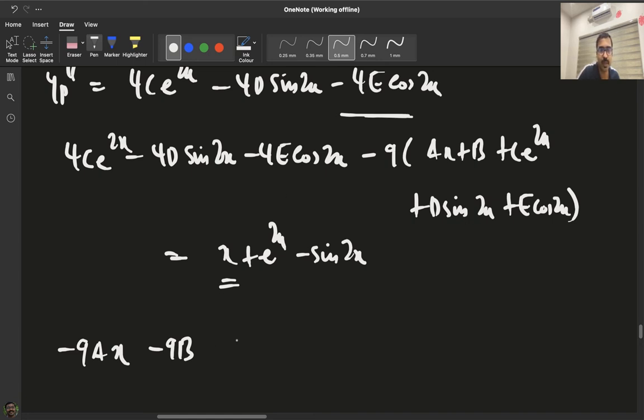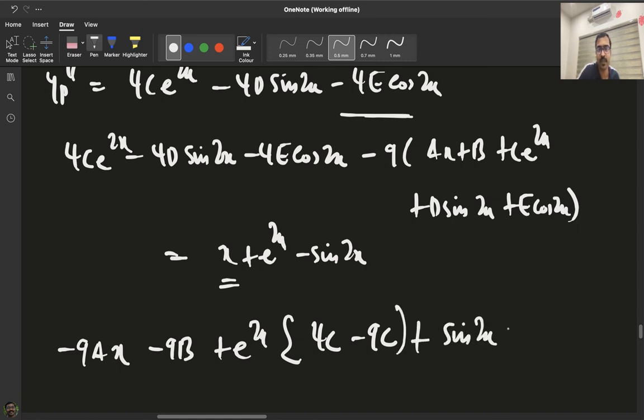Then with e raised to 2x, which all terms are coming? Let us pick up the terms. There is a 4c coming, then again there is a minus 9c, and nothing else, so just 4c and minus 9c. And with sin 2x, which all terms are coming? There is a minus 4d there, and here there is one minus 9d also coming, right? Minus 9d.